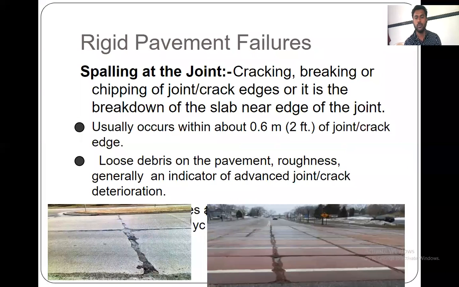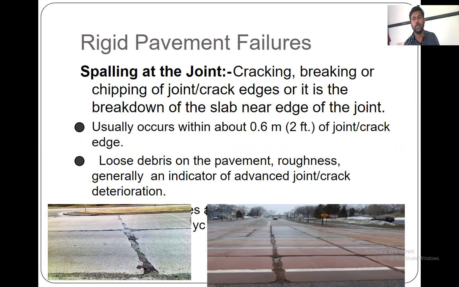Then the rigid pavement failures. Okay, now we have seen up till the flexure, like failures of the flexure of pavements. Now we will see the rigid pavement failures. The first is the spalling at the joints. In the rigid pavement, mostly the failures will happen at the joints.